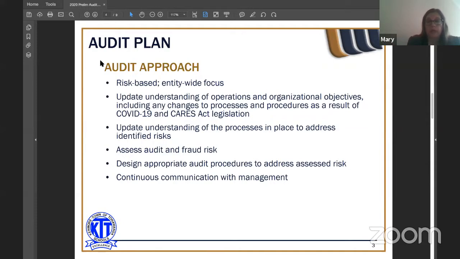There will be some CARES Act and other assistance for COVID that will come in the 2021 year, which I'll get into in a second. And then we also update our understanding of the processes in place to address any identified risks. We assess the fraud and audit risk, and then we design procedures around that. And then we have continuous communication with management.